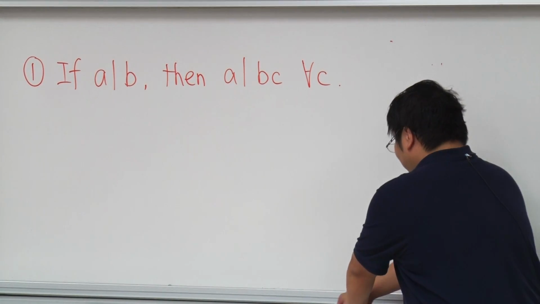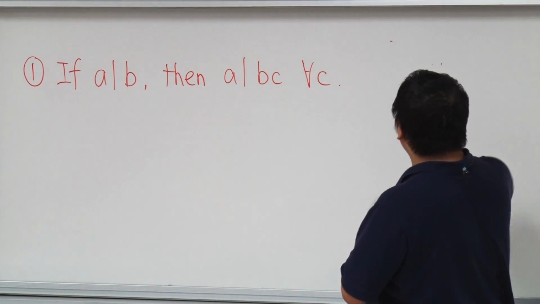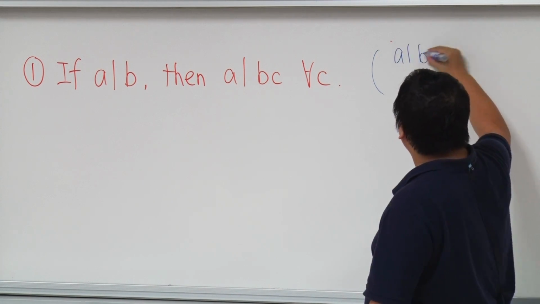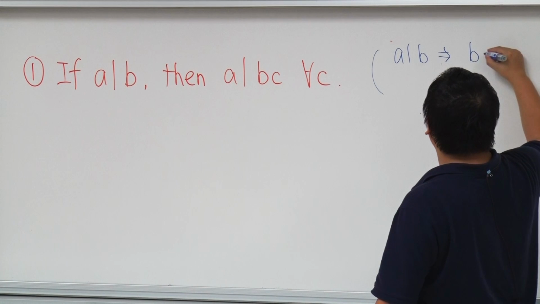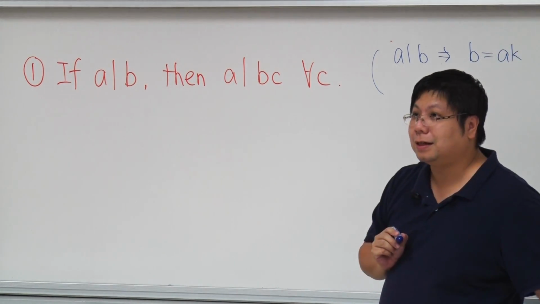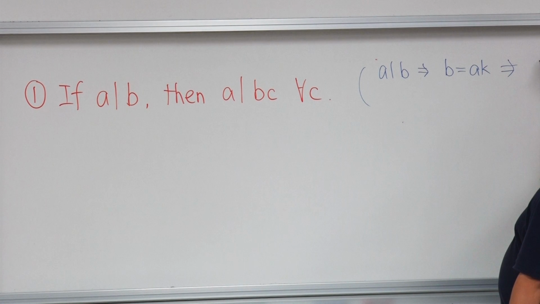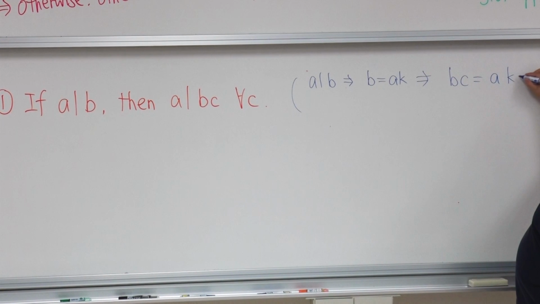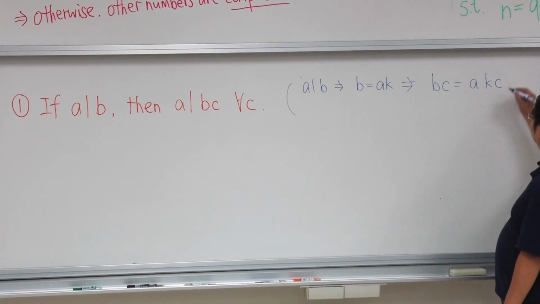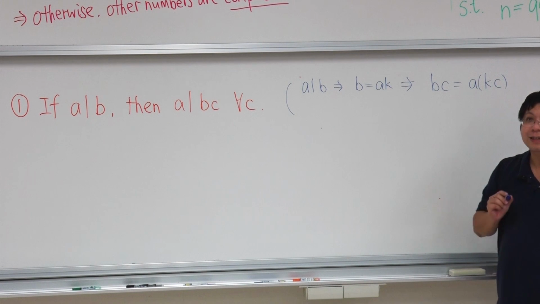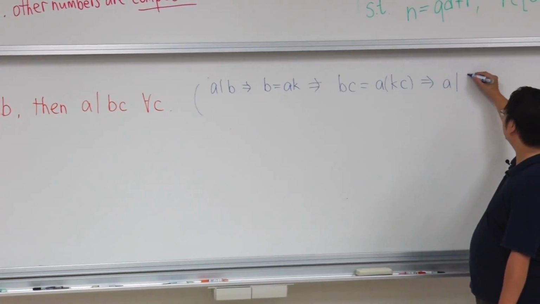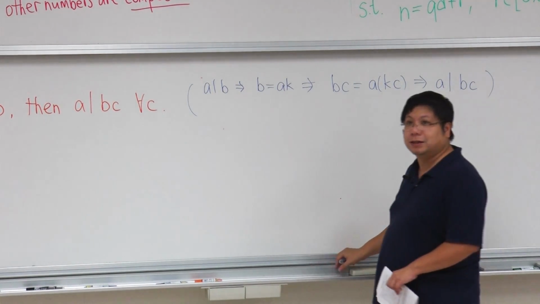Okay, just use our definition of divisibility. So A divides B means what? It means B is equal to AK, right? So it means that B times C is equal to A times K times C. So if a number can be written as A times another number, then we can write A divides BC. So this is the proof.